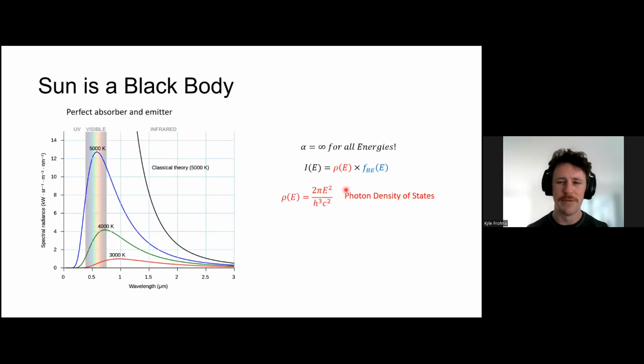One is the photon density of states. So this is, what states are available for photons to be emitted into. And then we have the occupation function, the Bose-Einstein occupation function: what proportion of those states for a given energy are occupied. The product of those two things gives you your black body spectrum, and effectively the only free parameter here is the temperature. So it gets hotter, gets brighter, gets bluer, all that good stuff.